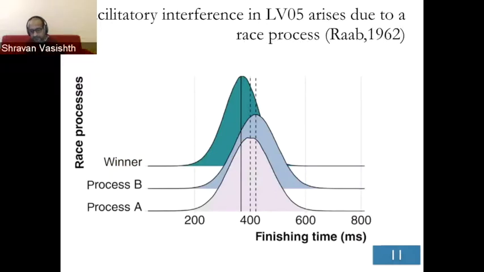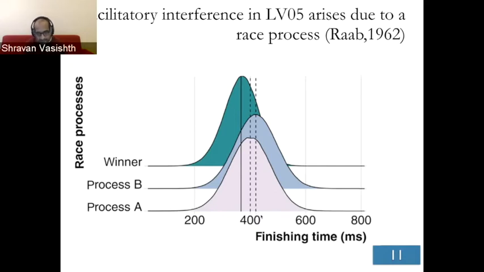Well, there's a famous observation in psychology that is called the race process. If you have two processes, A and B, that have a certain distribution of finishing times, so this is the finishing time distribution of process A, the finishing time distribution of process B. If one of these two processes finishes first and we plot the distribution of the winner's finishing times, the mean of the winner's finishing times will be faster than the mean of either of the two processes. That's how the facilitation happens in the ACT-R architecture.